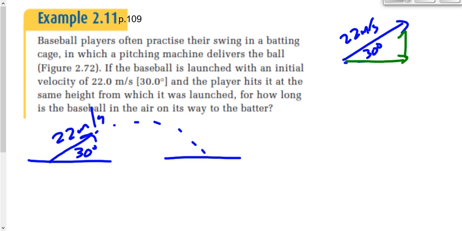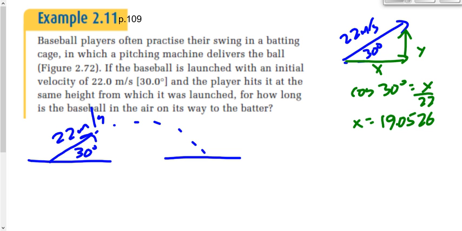Let's draw a little triangle around it. This isn't new, right? And using it in this context is new, but finding the x and y components isn't new at all. Cosine 30 degrees is equal to x over 22, adjacent over 22. Or if you're one of those sine law people, whatever it is that you do, should get the same answer. 22 cosine 30. I get 19.0526. We're going to say sine 30 degrees is equal to opposite over hypotenuse. That's going to be exactly 11 meters per second.